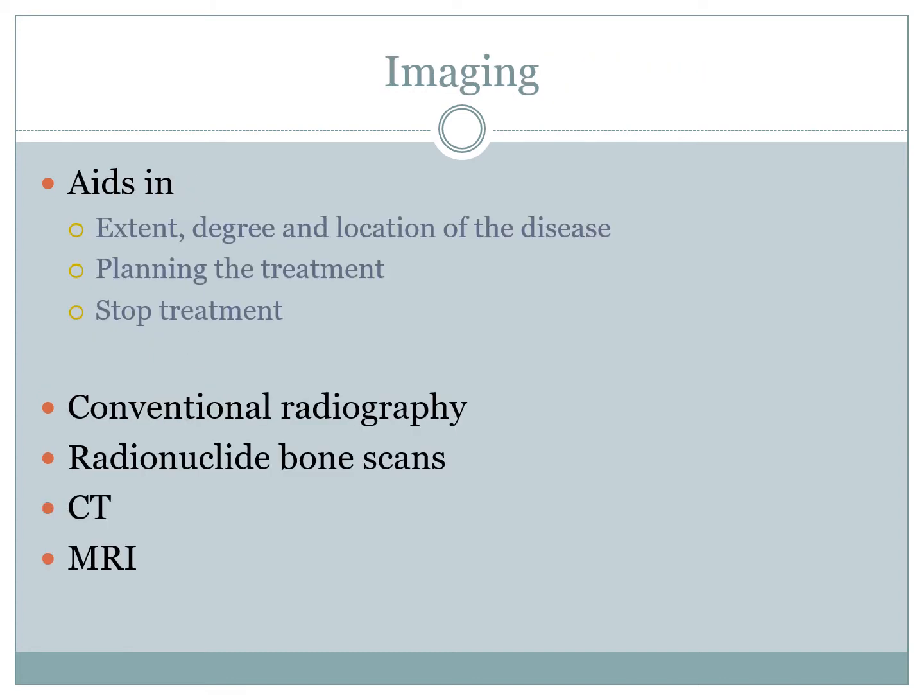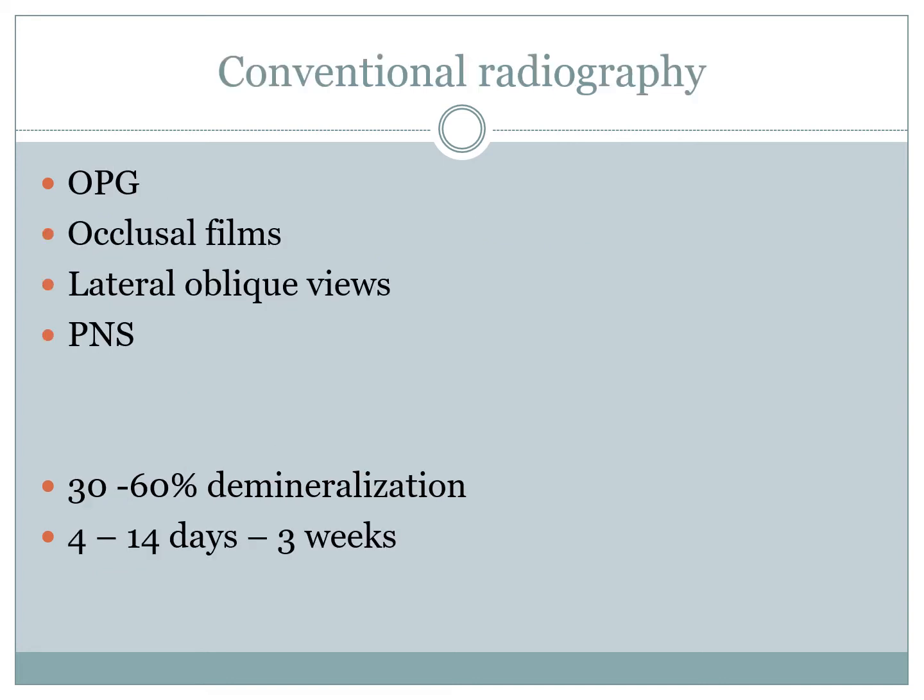So first of all we go for imaging. What radiographic investigations do we do? Mainly to determine the extent and degree of the local disease, and for planning. Only then can we decide what type of treatment we need. Normally the conventional radiograph and radionuclide bone scan. Conventional means the OPG, occlusal films, lateral oblique view, PNS view, like that.